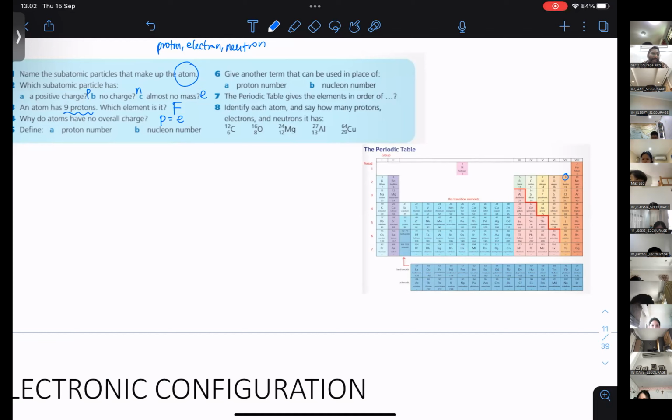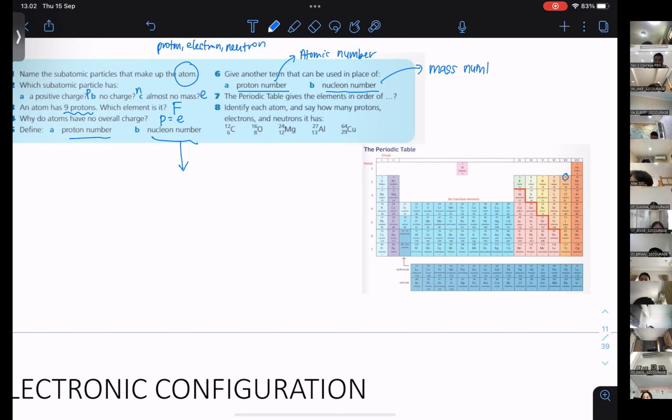Please remember that. Now, define proton number: it is the number of protons. Define nucleon number: it is the total number of protons and neutrons in the nucleus of the atom. Give another term that can be used in place of proton number: atomic number. For nucleon number, another term is mass number. I hope this is clear.